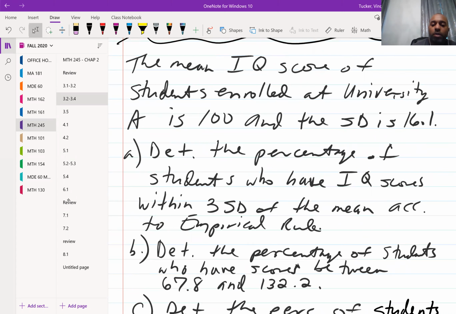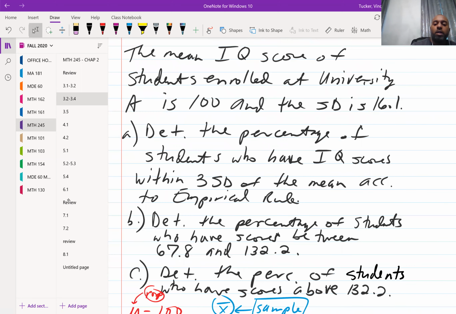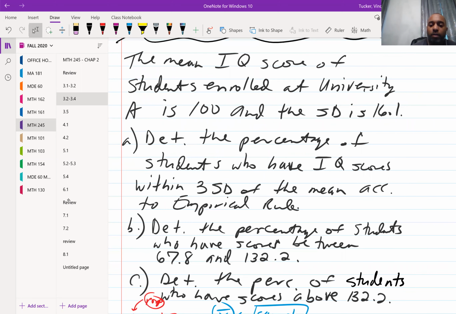Determine the percentage of students who have scores between 67.8 and 132.2. See if I can get that third one in there. All right. Determine percentage of students who have scores above 132.2. So I'll give you a chance to write it down.